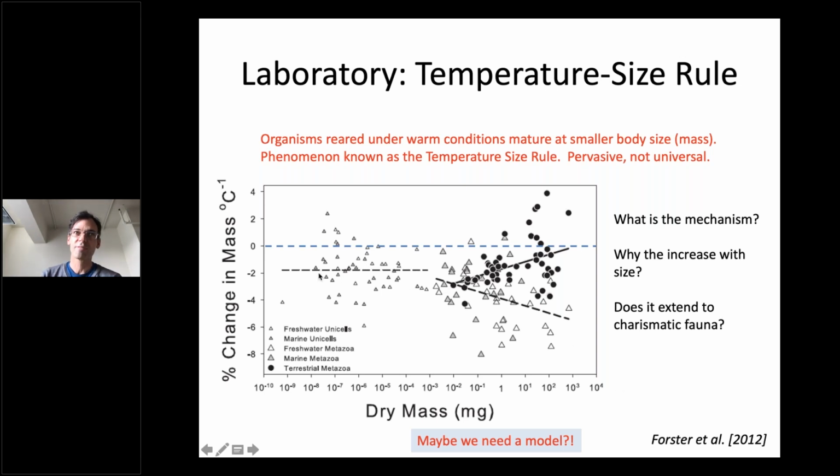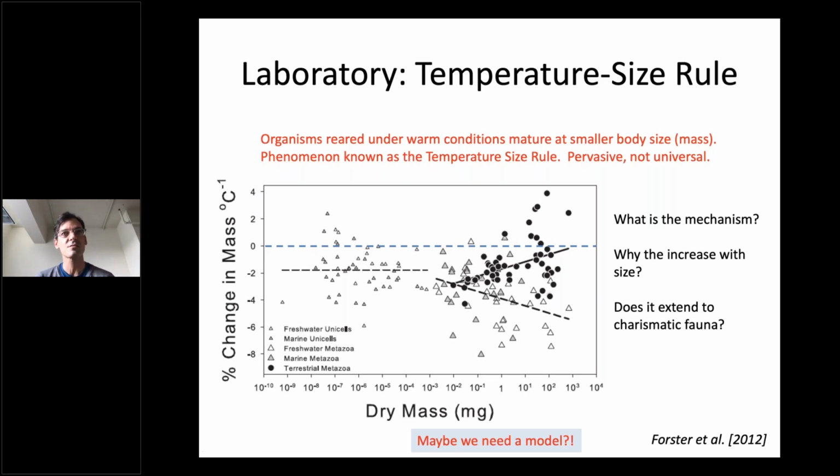in which every single point on this plot is an experiment with a given species, and the species are all aquatic species here, but in the triangles at least, there are some terrestrial metazoans in the circles. And what's been quantified is the magnitude of body size change per degree of warming.